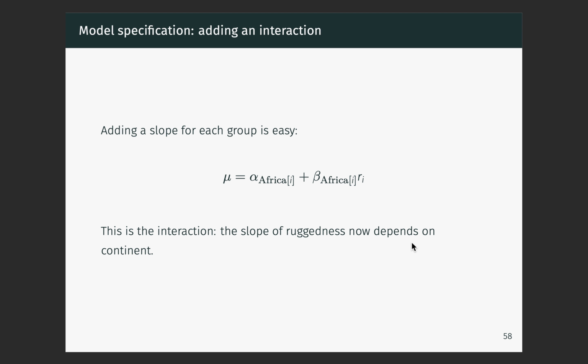So if we think here, maybe we didn't think it was only Africa that might have seen this terrain ruggedness effect. Maybe we thought other nations might have seen it as well. Then we could estimate potentially a slope and intercept for each continent, right? We could extend this as far as we like. The approach is really flexible and really general. We could, in theory, estimate one intercept for each continent and one slope for each continent.